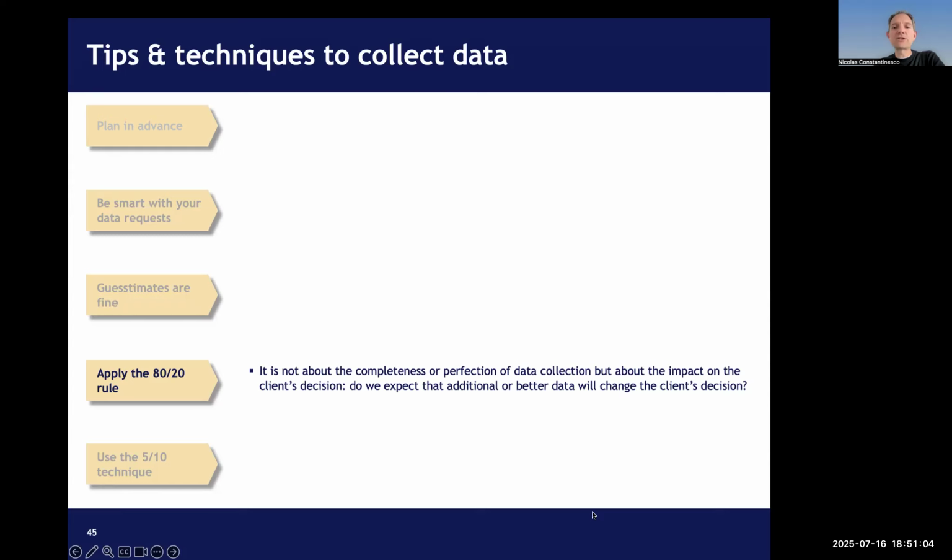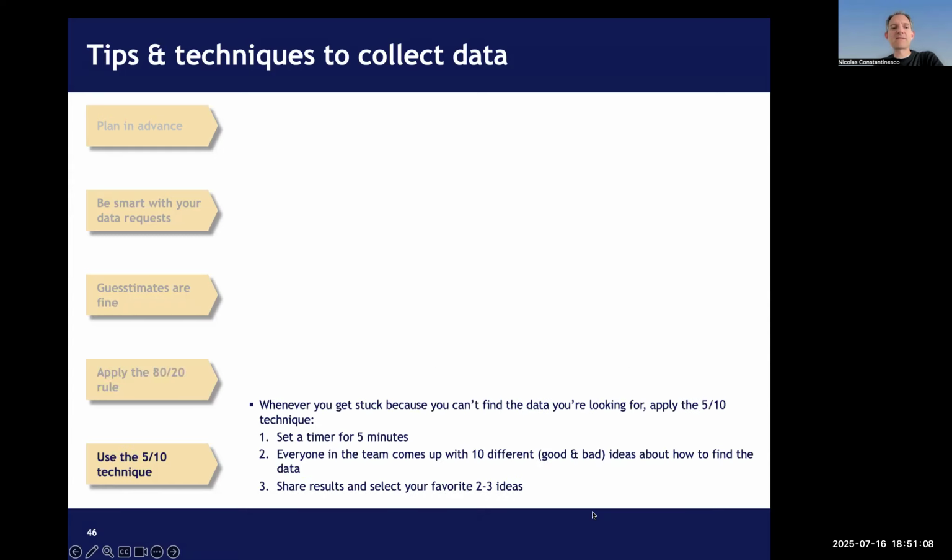And if you're ever stuck, because this happens a lot, people often get stuck because they can't find the data that they're looking for. I've seen this technique applied a few times. I think it's very nice. It's the 5-10 technique. You set a timer for five minutes, and you give yourself those 5 minutes to come up with at least 10 different ways of getting that data somehow. It doesn't matter how good or bad your ideas are. The idea is that you just push yourself to come up with ideas.